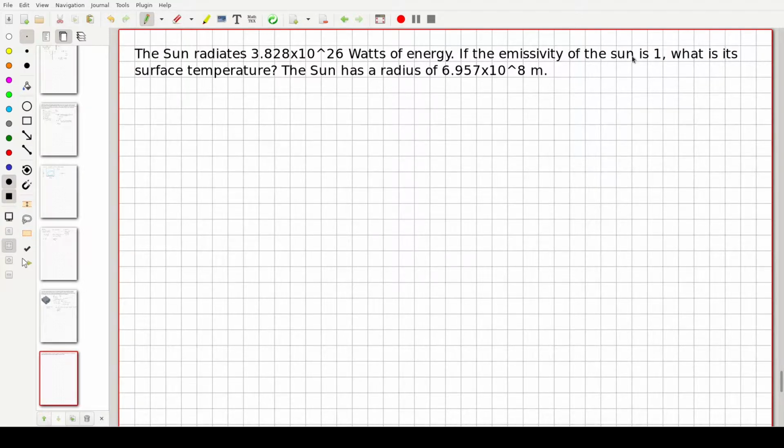Now, the emissivity of the sun is 1, and that's because the sun is a black body. Black bodies absorb 100% of the energy that falls onto them, and they also emit 100% of the energy that they have. Okay, so actually, let's redo that.